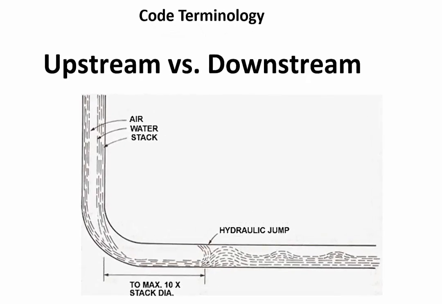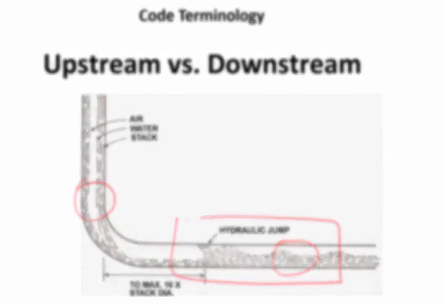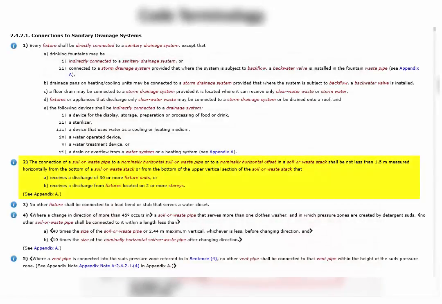These first few terms are not necessarily defined in code, but are important to understand when using the code. For example, always remember that upstream is towards the source and downstream is away from the source. In this illustration, we show the effects of hydraulic jump as it occurs downstream of the base of a soil or waste stack. Upstream is the stack, downstream is the branch or building drain. Connections within this area are limited under the conditions that are set out in Article 2421, Sentence 2.